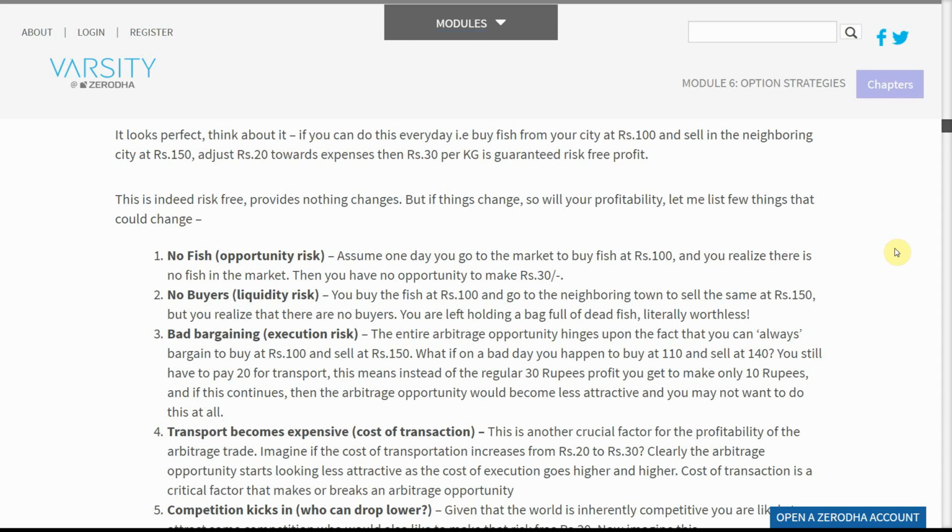Then you have no opportunity to make 30 rupees per kg. No buyers, liquidity risk. You buy the fish at 100 rupees and go to the neighboring town to sell the same at 150 rupees. But you realize that there are no buyers. You are left holding a bag full of dead fish. Literally worthless.